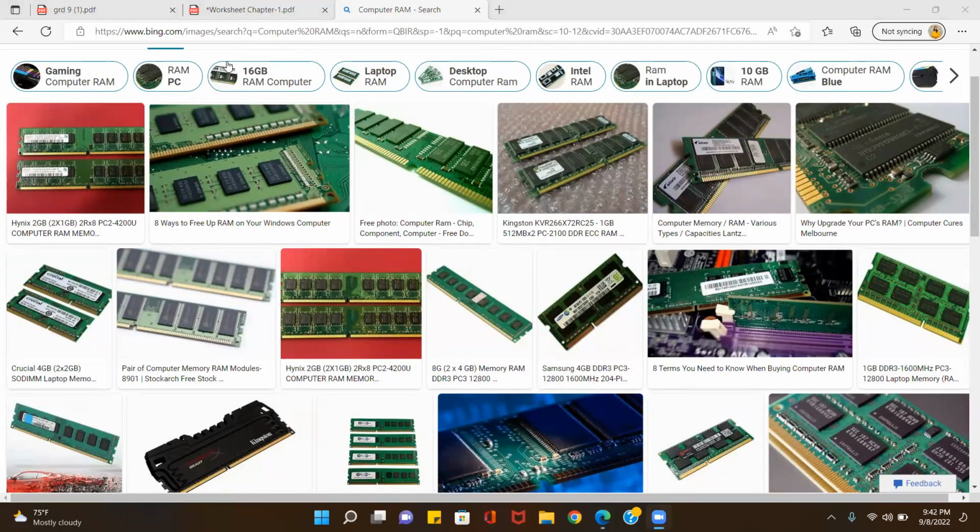A RAM is removable. Say you have a 4 GB RAM and want to change it to 8, you can remove and change it. RAM is removable, ROM is not removable. So only RAM is considered the main memory. So what is this RAM?